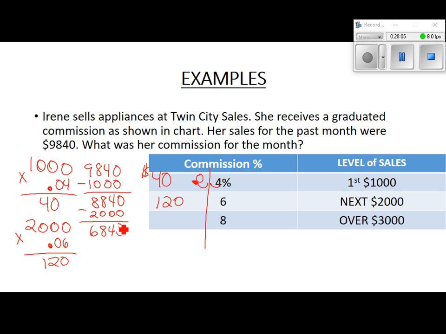Now, the next one says everything over 3,000. The reason it says everything over 3,000, we already paid her for this 1,000. We already paid her for that 2,000. So we paid her for a total of $3,000 worth of sales right now. Well, we still have to pay her for this 6,840. That's above the 3,000. So what are we going to do with that 6,840 now? Times it by, what's our percentage? 0.08. Somebody do that.